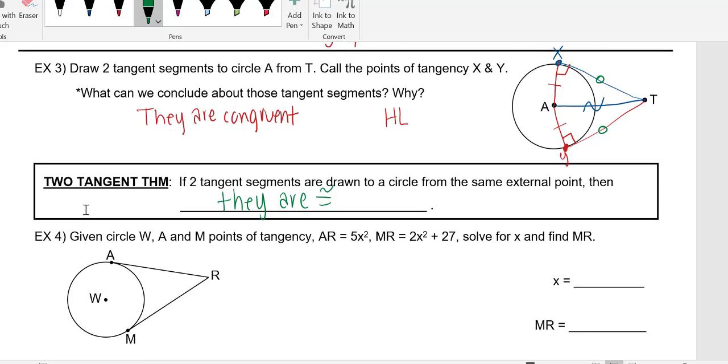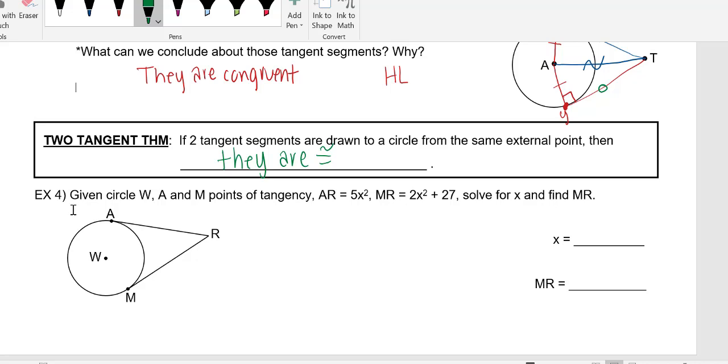So let's look at a couple examples to demonstrate this. We have this circle W. A and M are our points of tangency. We have AR, that length. We have MR. Again, we know from above that tangent segments are congruent.